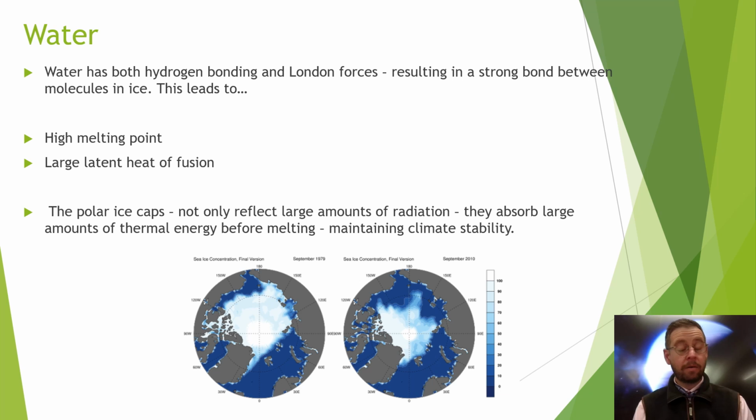We put it all together and we find that water has these unusual properties. You see, it has both hydrogen bonding, the strongest type of permanent dipole-dipole interaction, and London forces. It means that it takes an awful lot of energy to melt it, and it means that it will also absorb a lot of heat before it does melt. And that's very important for life on Earth. The polar ice caps basically regulate the temperature. It has a large latent heat of fusion, and this is as a direct result of the hydrogen bonding that exists between one molecule and the next.